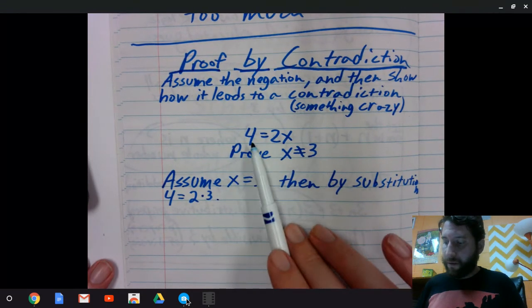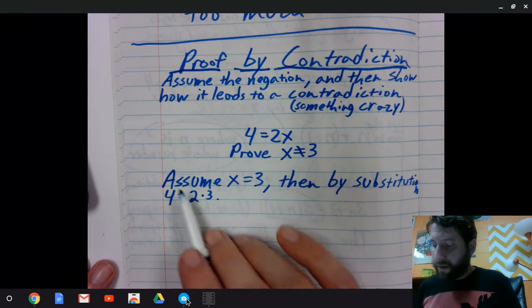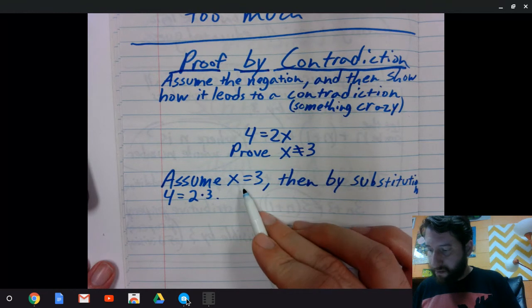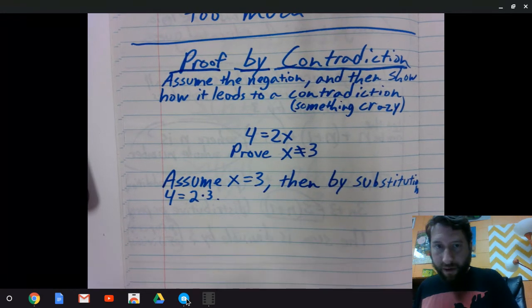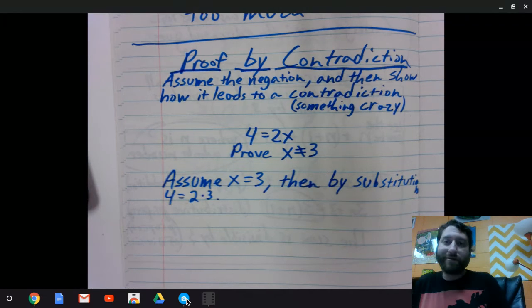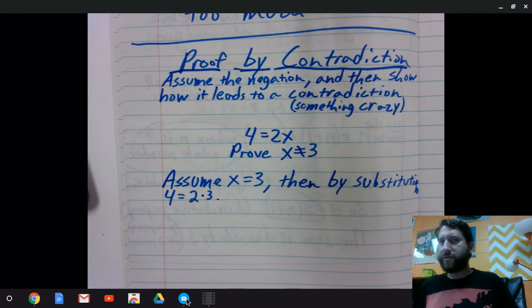All right, so again, our example, 4 equals 2x, prove it does not equal 3. So we assume that it equals 3. We do the opposite. And then we just follow through with it. We go along with it. It's like somebody's telling you a lie and you just kind of go along with it. You're like, yeah, okay, sure.